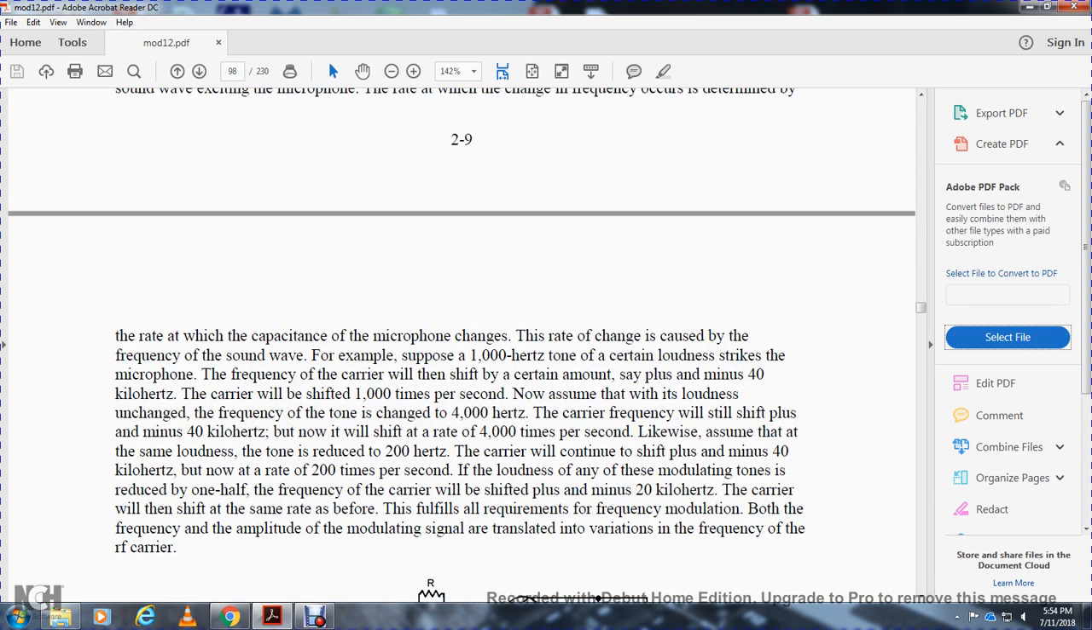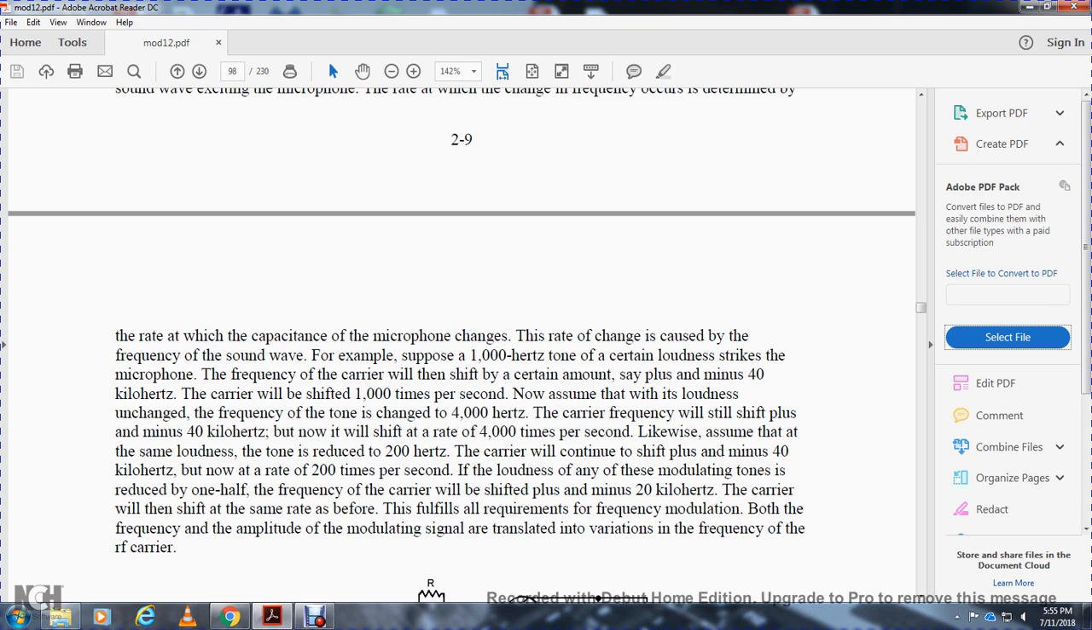The rate of the change is called the frequency of the sound wave. For example, suppose a 1,000 hertz tone with a certain loudness strikes the microphone. The frequency of the carrier will then shift by a certain amount, say plus or minus 40 kilohertz. The carrier will be shifted 1,000 times per second. Now, assuming the loudness is unchanged, the frequency of the tone changes to 4,000 hertz. The carrier frequency will shift left and right by 40 kilohertz, and that will happen at the rate of 4,000 times per second.